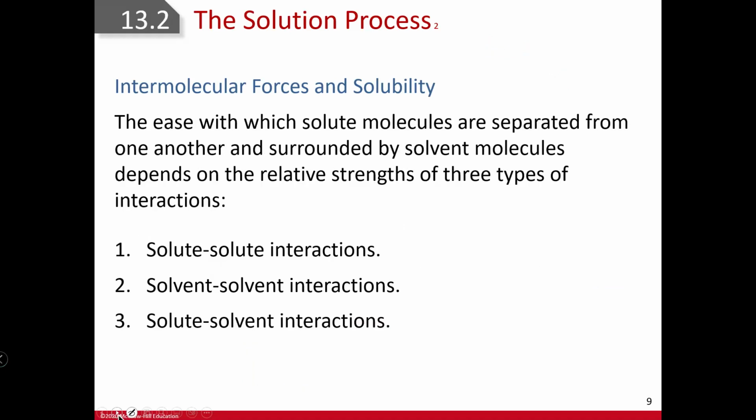So let's look at that. We're going to see solute interactions. Let's draw a picture here again. Let's just draw a big picture here. Here's my beaker. Here's my water.